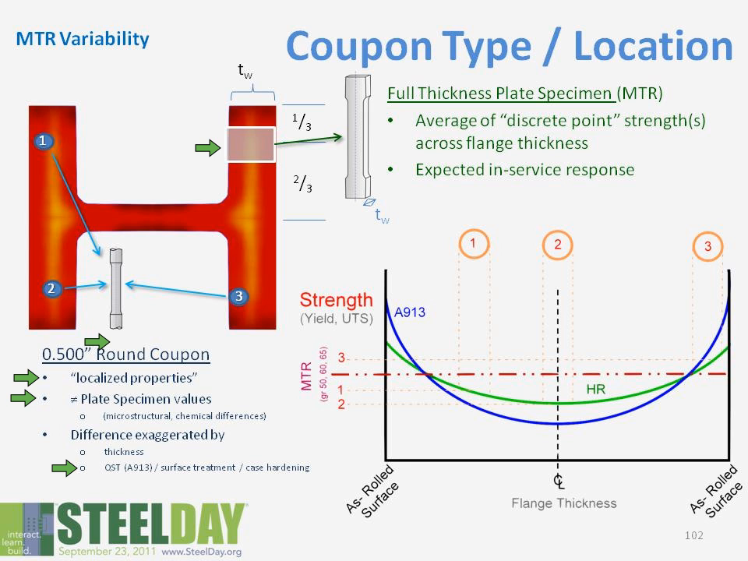So if the red line is what I'm reporting on the mill test report from the full thickness specimen, I can get, based upon locations 1, 2, or 3 as shown here in the shapes, I may get different yield strengths that are greatly exaggerated by location. Again, due to chemical differences, due to grain size differences.